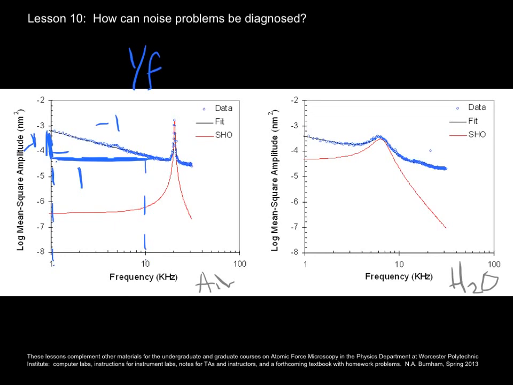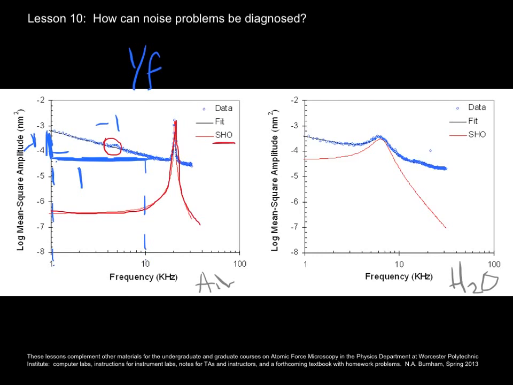noise. In red here, what we have plotted is the theoretical response of a cantilever, and you see that peak pokes right up at about 20 kilohertz. And the blue dots are the data, and the fit, the black line that you might be able to see in the background, particularly right here, that's the sum of the 1 over F noise and our simple harmonic oscillator, which is the model for the cantilever, plus a white noise floor.